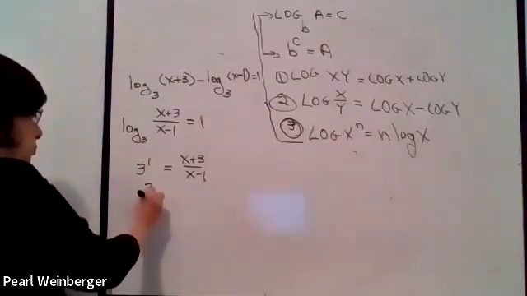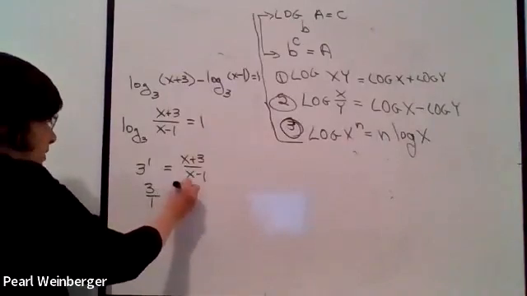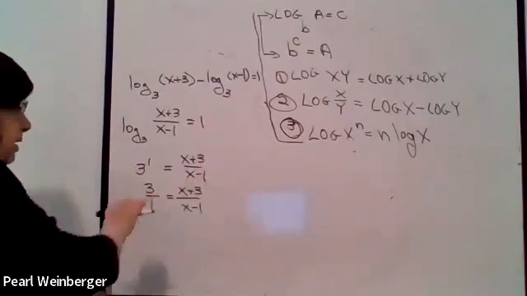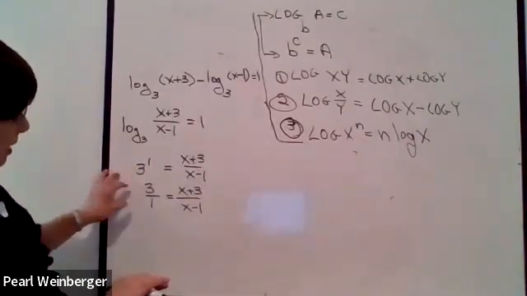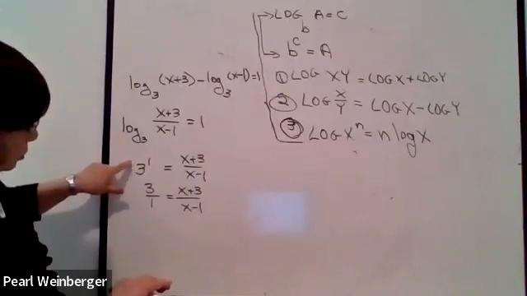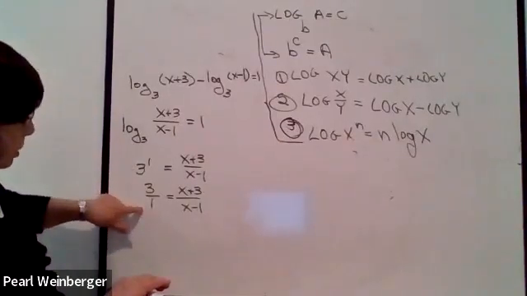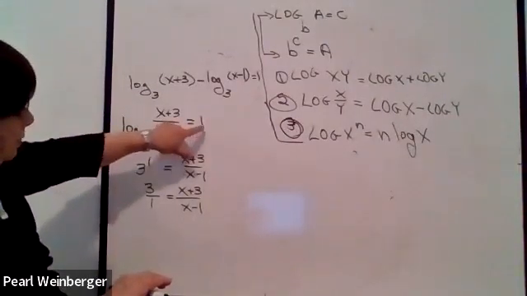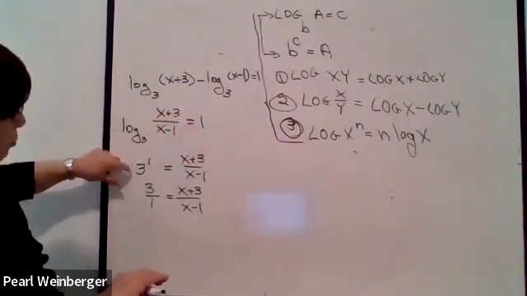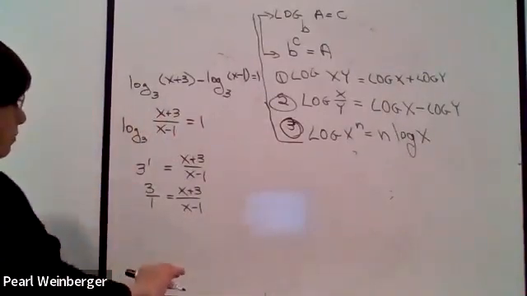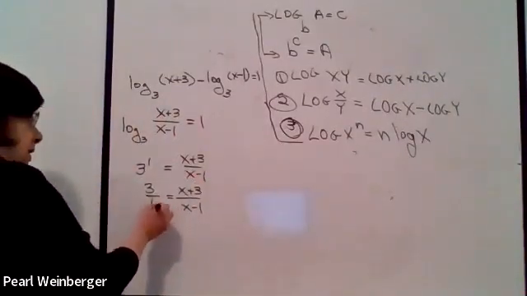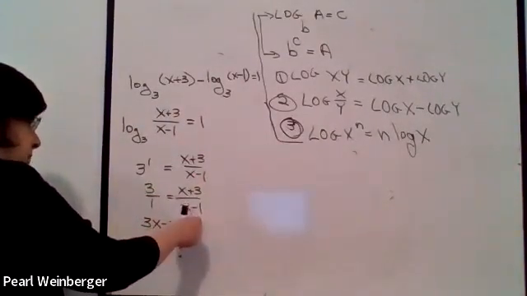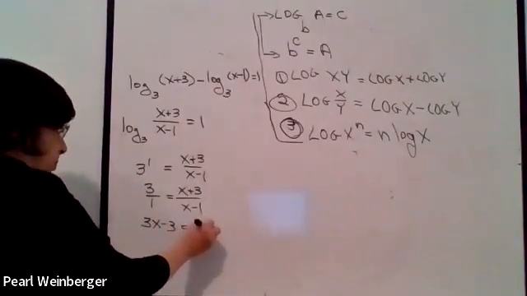I'm going to write this as 3 over 1 so that I can solve this equation by cross multiplying. This is a proportion, so since this was just a 3, it's easier to write it as 3 over 1. Again, whatever this number is becomes the exponent, and 3 to that exponent, which is 3 to 1, just gave us 3. Now cross multiplying, I'm getting 3x minus 3, this times this, equals x plus 3.